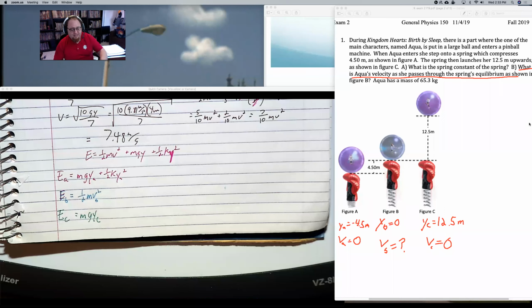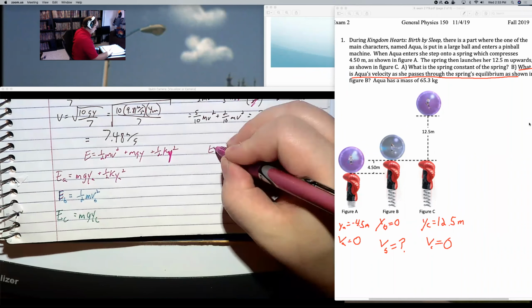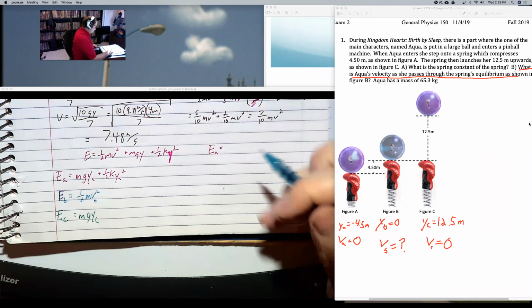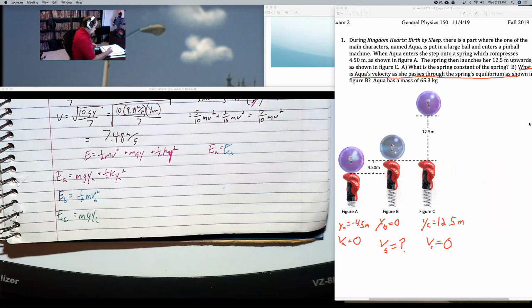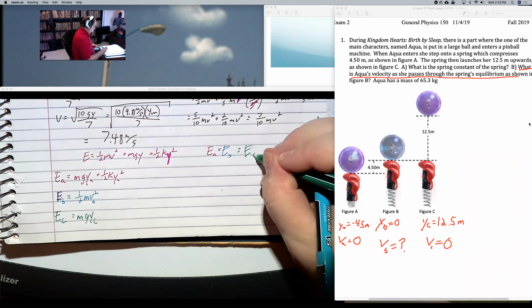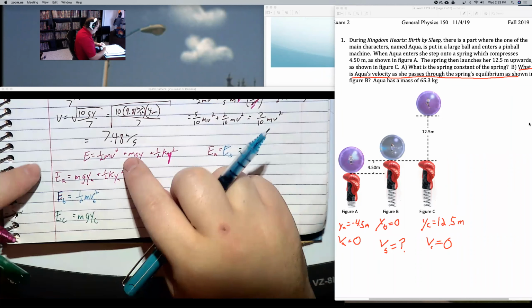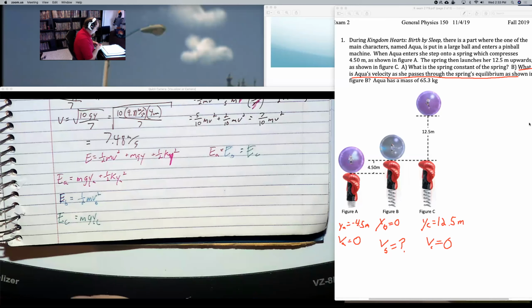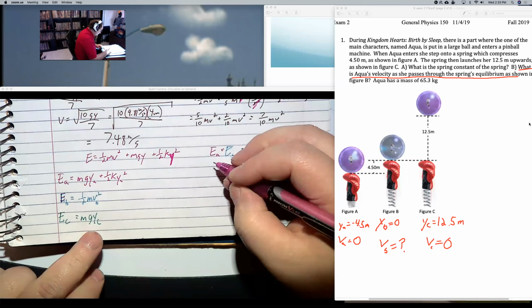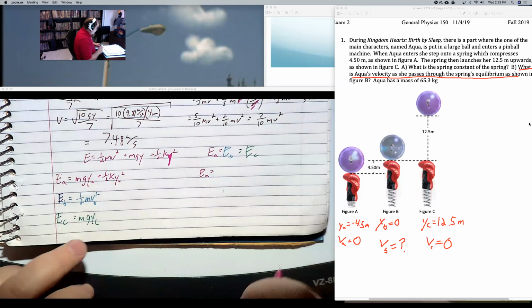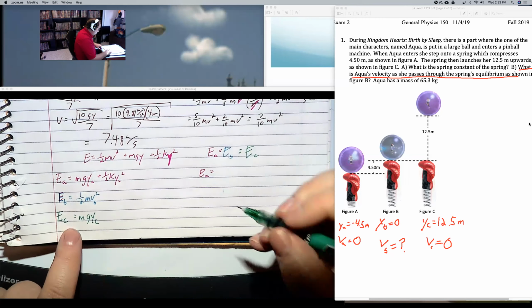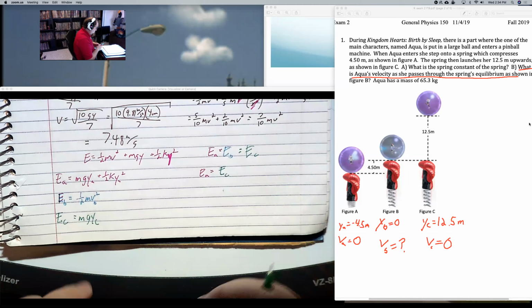Now that I'm set up, I can try to solve. What I know is the energy at all points is equal. The energy at A equals the energy at B equals the energy at C. And this problem asks for 2 things. In part A, what is the spring constant of the spring? Well, when I look at this, the spring constant only shows up in A. So I'm going to use my energy at A, and I know everything about C. So I set that equal to C.